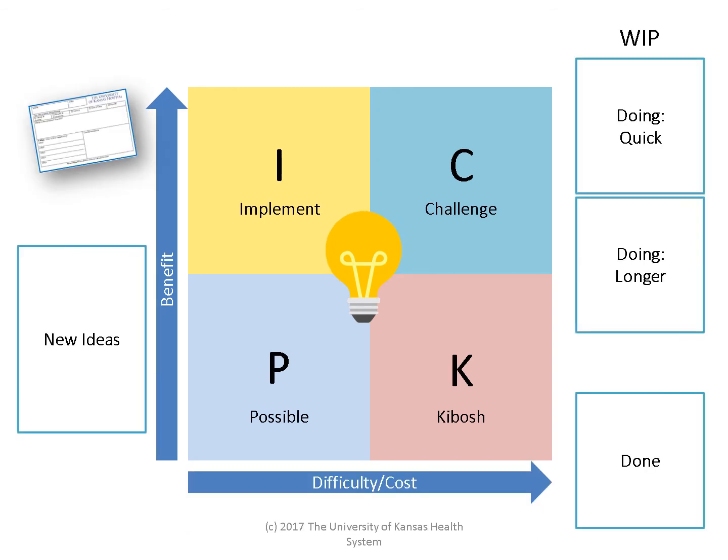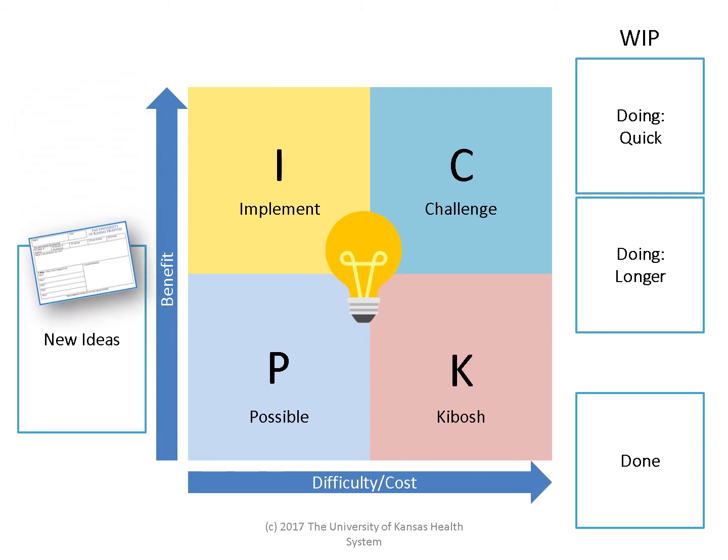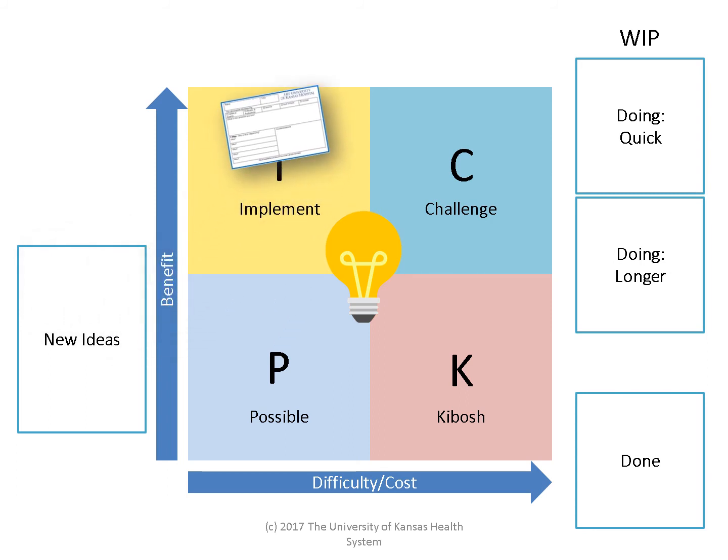The way to use the pick chart method is straightforward. First, the person sees a problem and has an idea how to fix it. Then, that idea is put onto an idea card and is placed into the new ideas section. At the next improvement huddle, the group discusses the idea card and evaluates where it would go on the pick chart. Depending on where it lands on the pick chart, this determines whether it moves forward and in what priority.